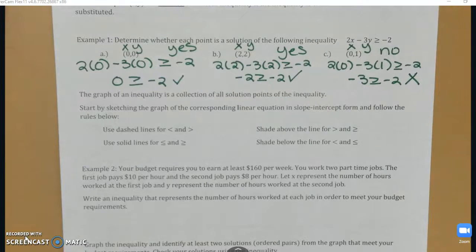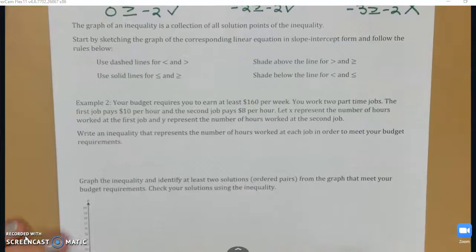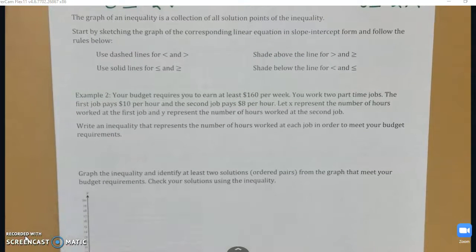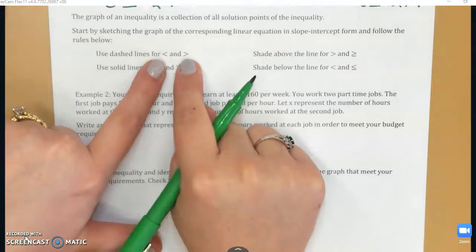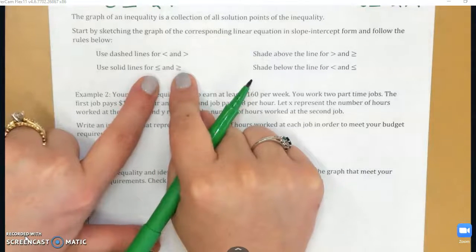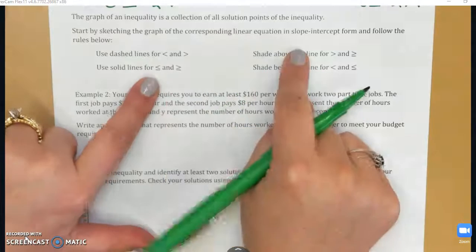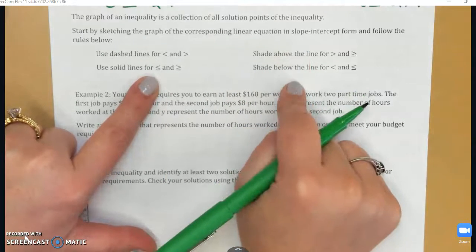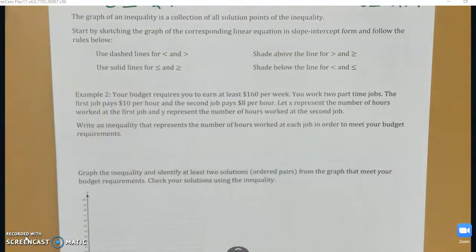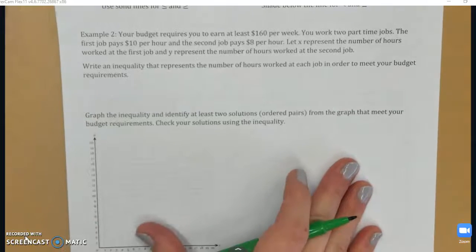Okay, so that's solutions. Another way we can look at all of the possible solutions is with graphing, which you have done previously in Algebra 1. To graph an inequality, we first want to rewrite our inequality in slope-intercept form, meaning y is by itself, and then you plot your points. We use dashed lines for greater than and less than, solid lines when we have the or equal to, and then we shade above for greater than and below for less than. That's something you've done previously, so let's practice that.